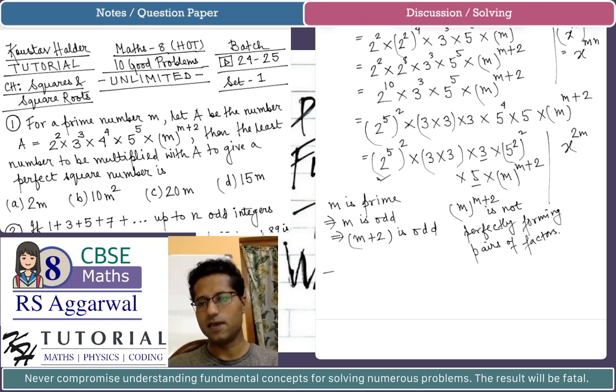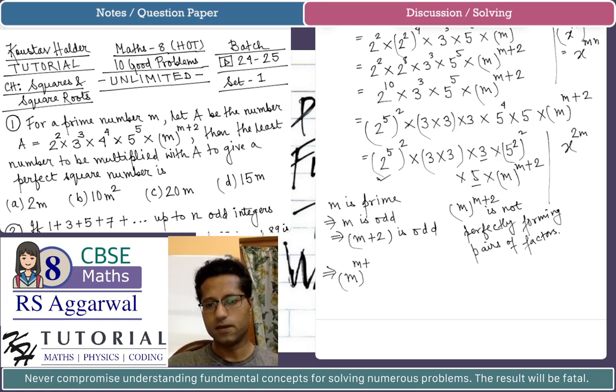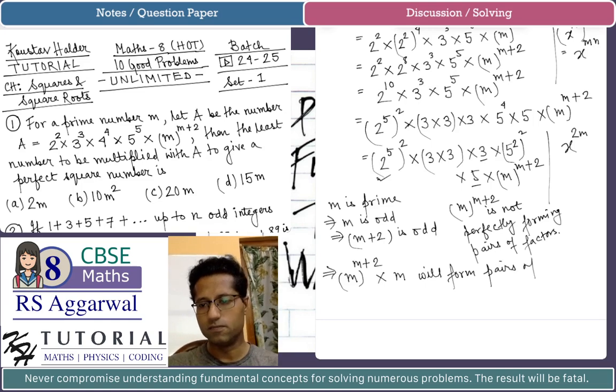So m is a prime number, so m plus 2 is an odd number. This implies that if we multiply m to the power m plus 2 with m, this whole thing will form pairs of equal factors. Why?